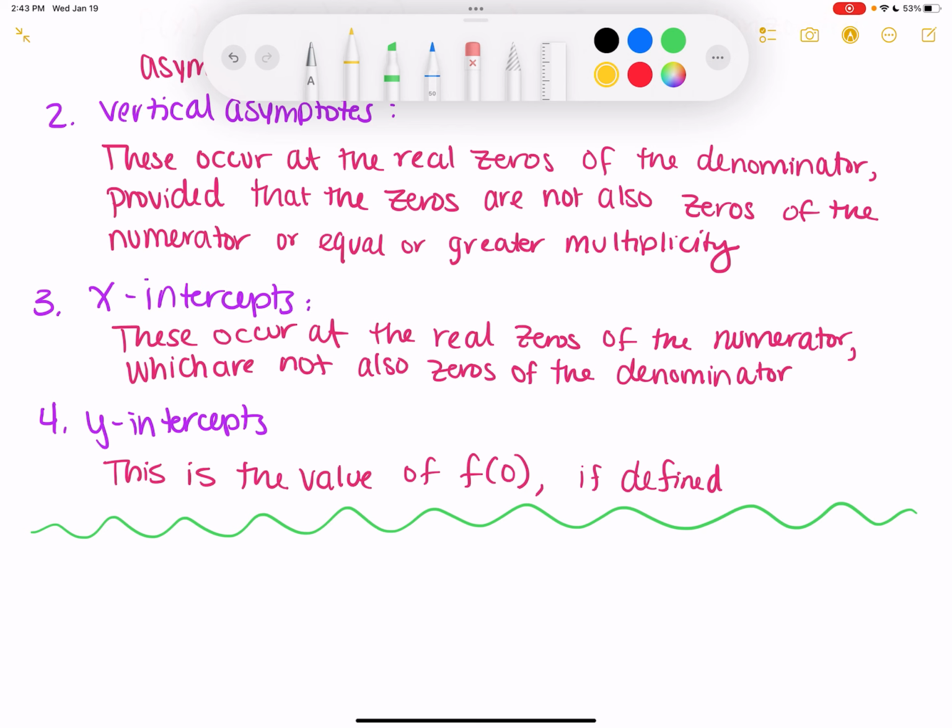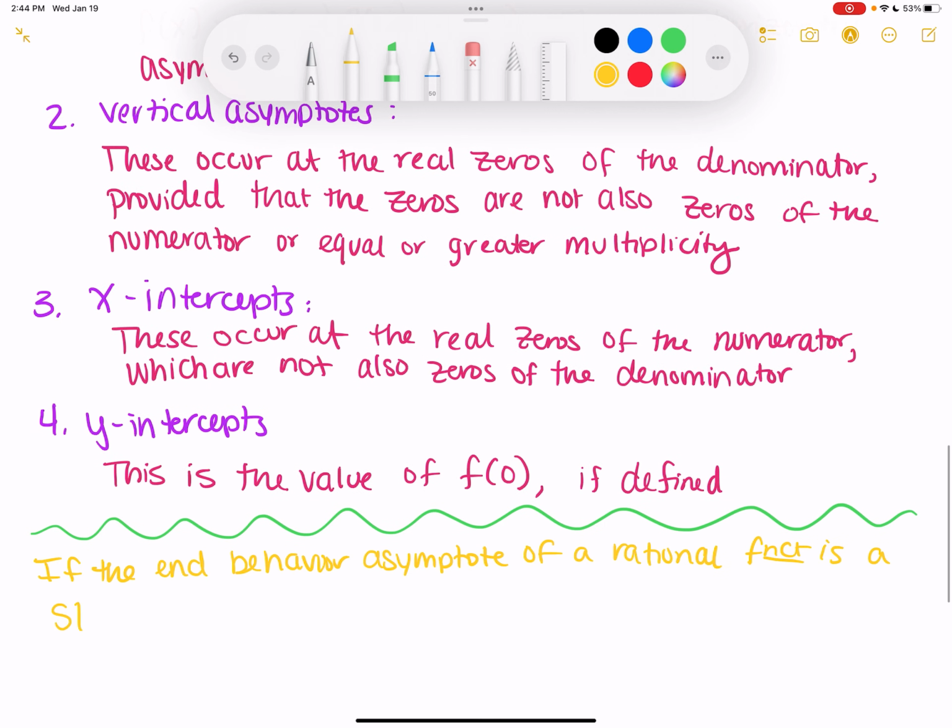There's one more little condition here that's something completely new that you would not have seen to this point. If the end behavior asymptote of a rational function is a slant line, we call it a slant asymptote or oblique asymptote.